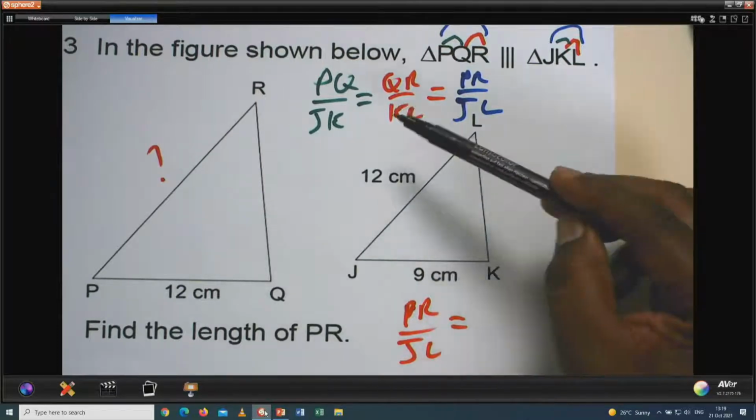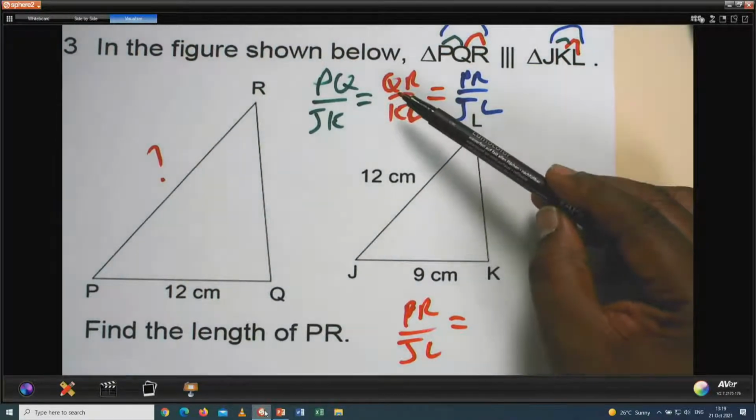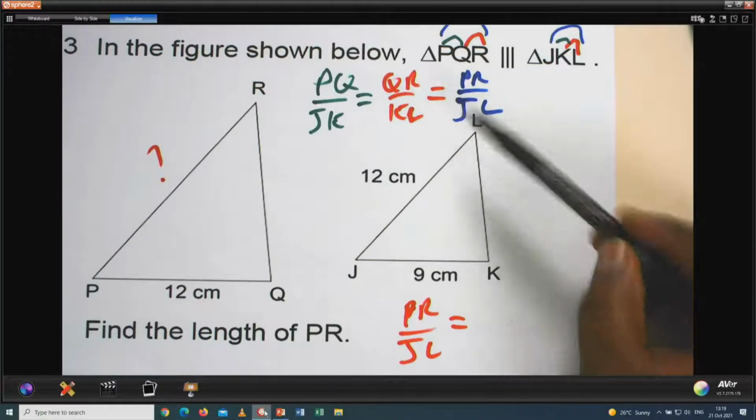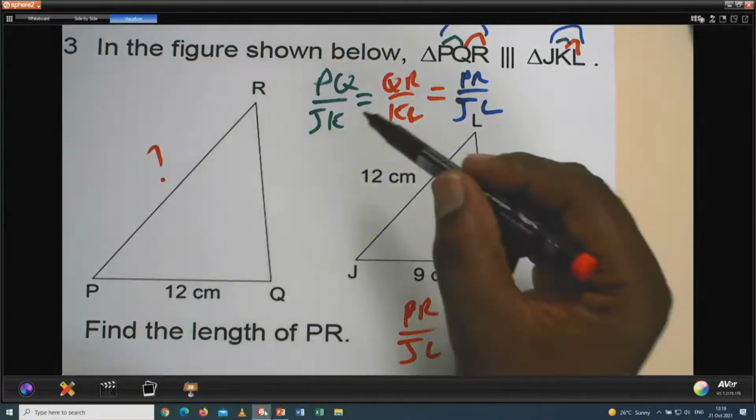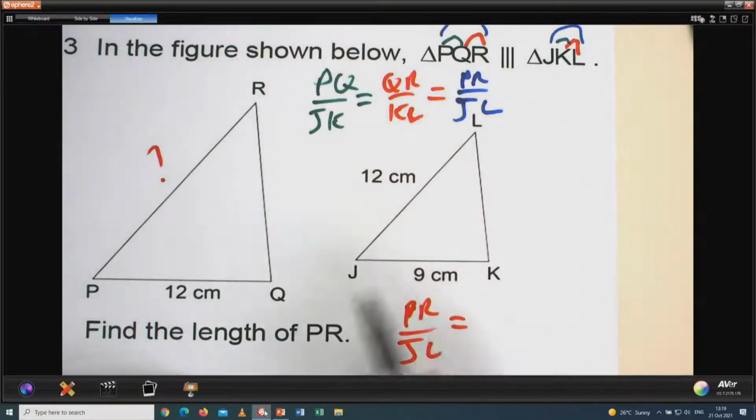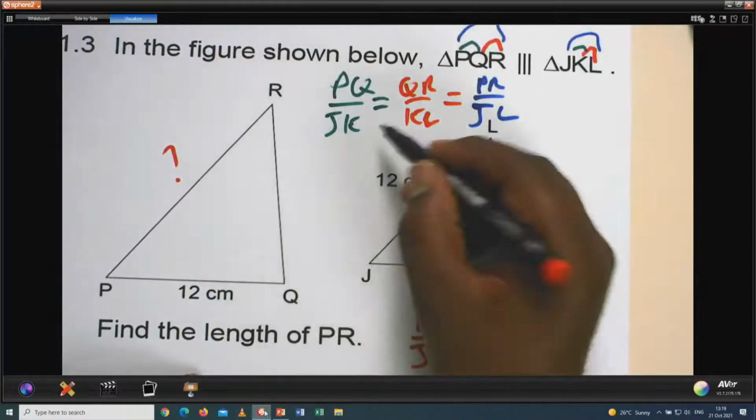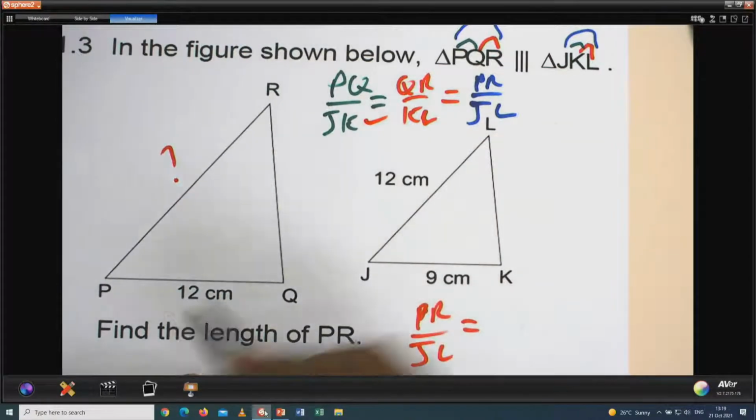Now you will check, what are you given there? What size do you have? You have got JK. When you look at the two figures, you have got JK. You are also using PQ.